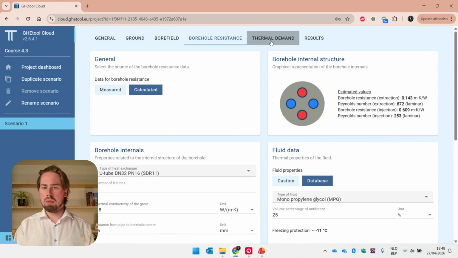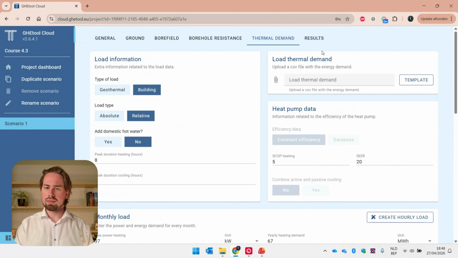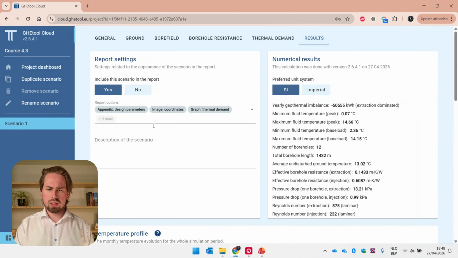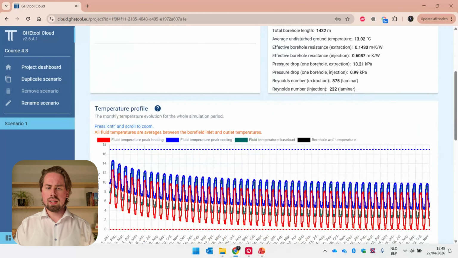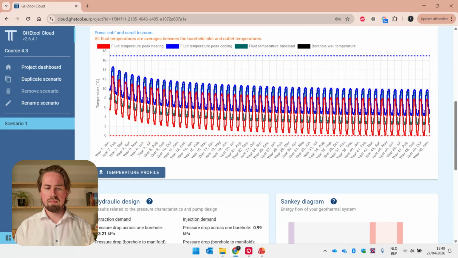Now for the thermal demand, it's 37 kilowatts of heating and only 4 of cooling, so it's way more heating. You also see that in the yearly energy demand, 67, when compared to even less than 3 megawatt hours per year of cooling. So let's go to the results, and you clearly see here a negative imbalance going down to 0 degrees after 50 years.